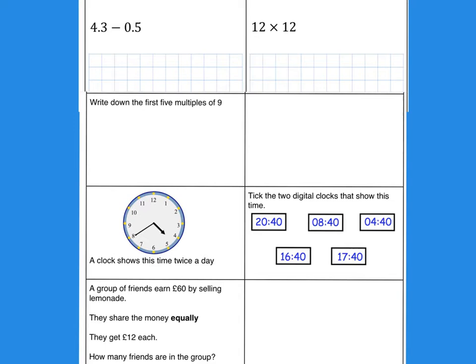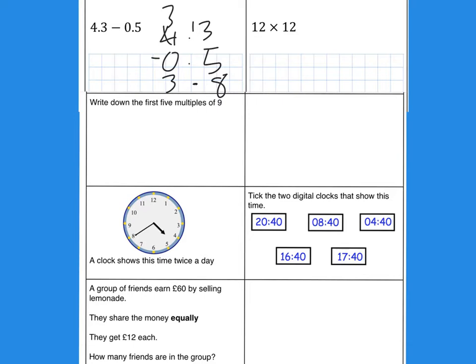Okay, so first question, 4.3 take away 0.5. You may have written this question out in a written method, or maybe you completed it mentally, so I'll just demonstrate. 3 take away 5 you can't do, 13 take away 5 is 8, 3 take away 0 is 3. Remember to put your decimal point in, 3.8 is your answer.